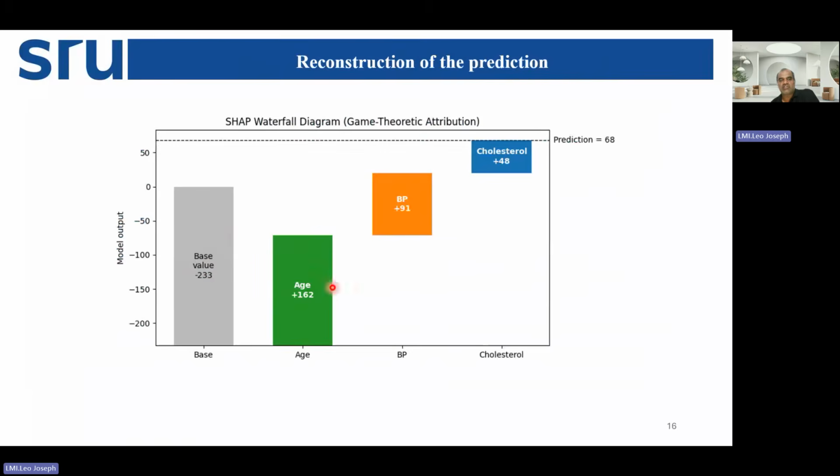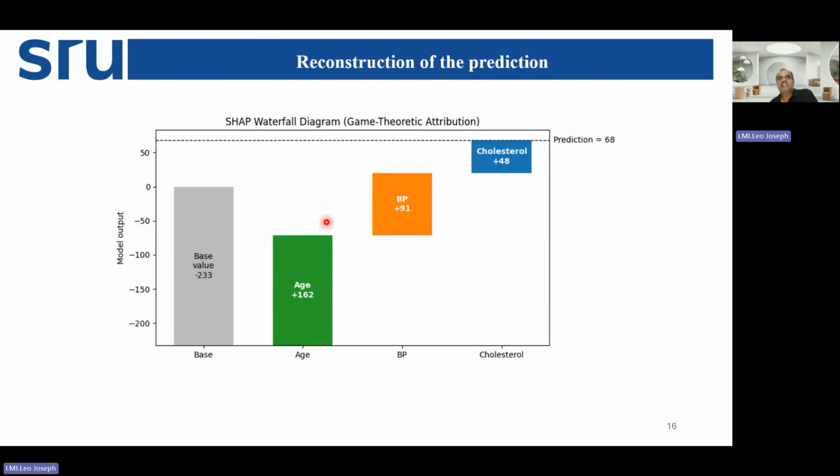Now, due to the addition of this age, the value will increase and become what? It becomes minus 71. It is slowly increasing up to minus 71. Now the base value becomes minus 71. After that, what are we doing?